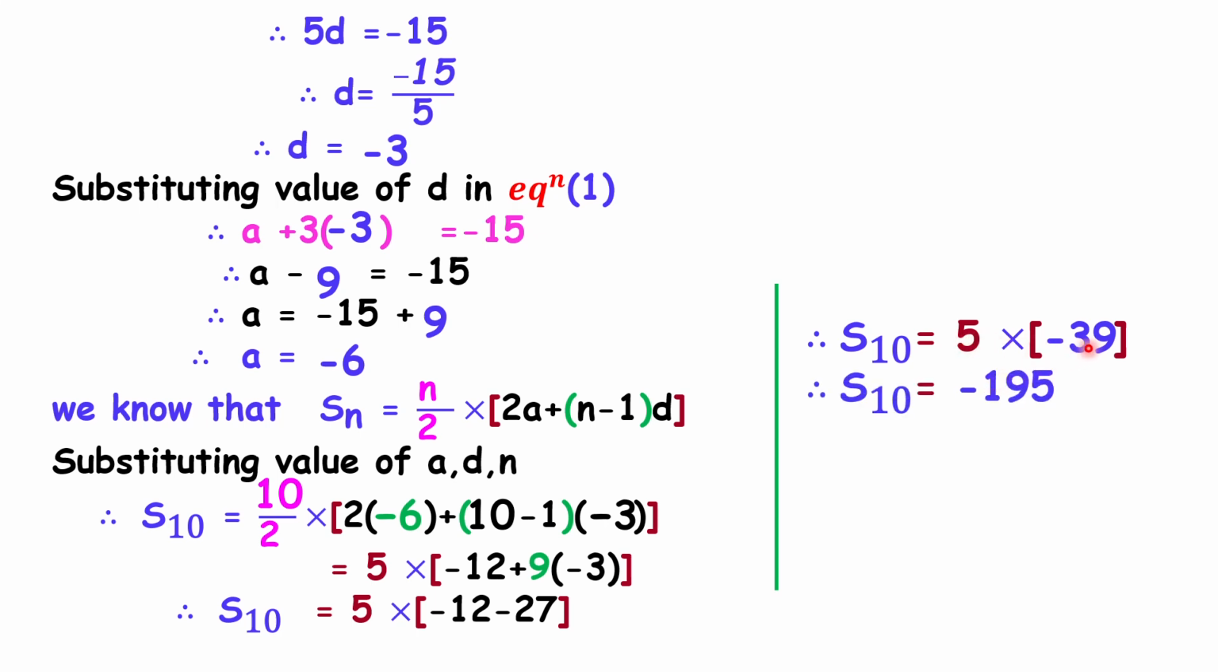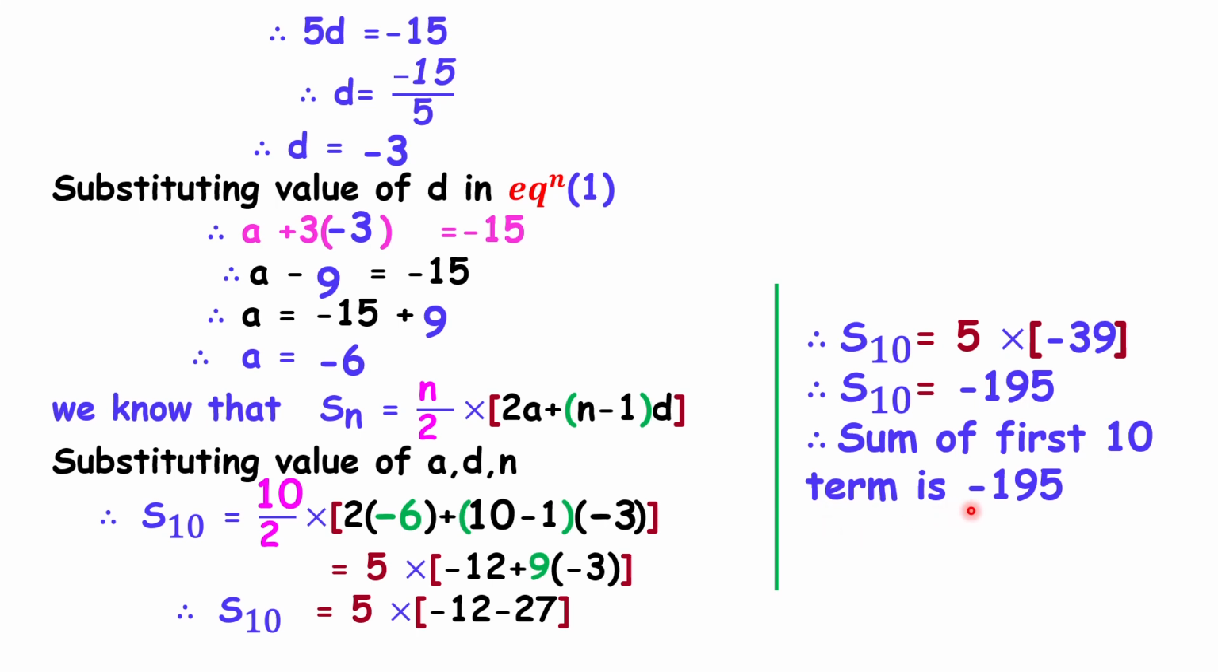39. Therefore negative 39 5s are 195. Therefore the sum of the first 10 terms is negative 195.